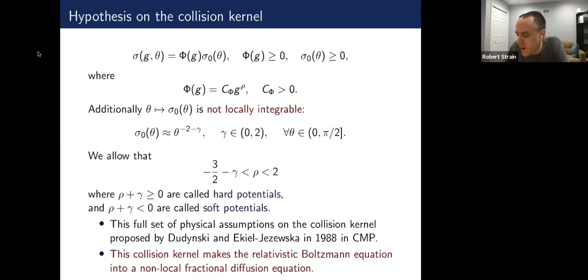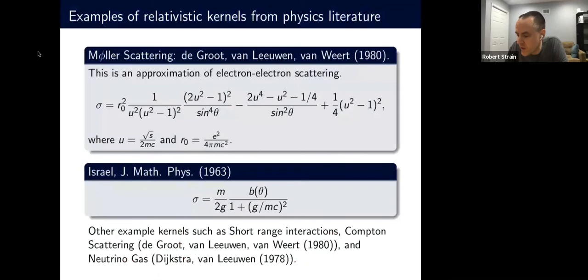And so I'll give you some examples to show that this is not made up. So this really comes out. The first example is Møller scattering. For example, it's written in this paper by de Groot, van Leeuwen, and van Weert, and this is the expression that they give you. And this is very singular. This might be the analog of the Rutherford cross-section for the Newtonian Boltzmann equation.